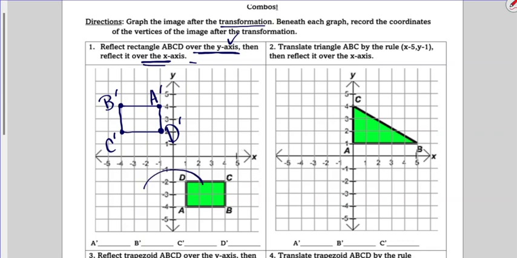It jumped over the y-axis. Then it jumps over the x-axis. So A ended up at -1, 4. B ended up at -4, 4. C ended up at -4, 2. And D ended up at -1, 2.